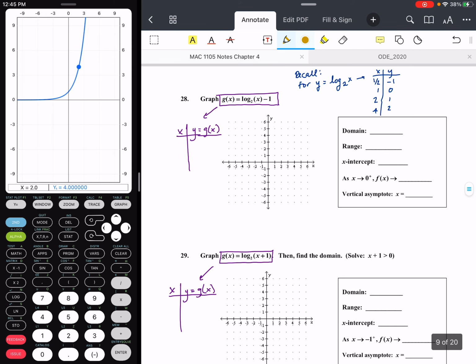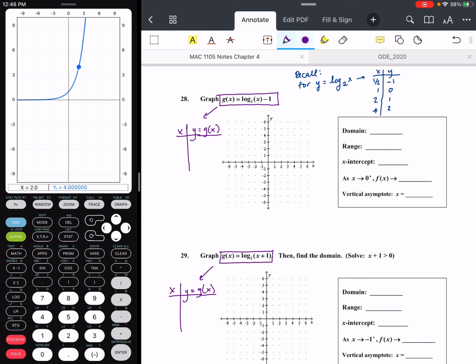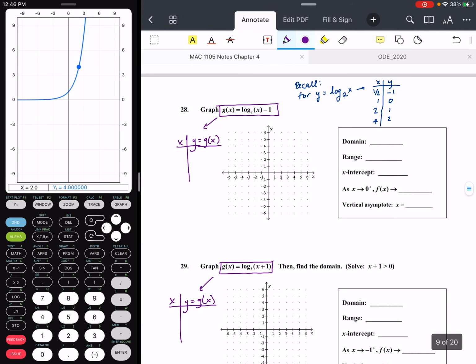Okay, so let's take a look at a few new graphs. I'll change my marker color here. All right, so for number 28, we want to graph g of x equals log base 2 of x minus 1. And up here in blue, I have the xy table from that original log base 2 of x function. So it's just the same table that we saw up here at the top of the page. I just copied it down here.